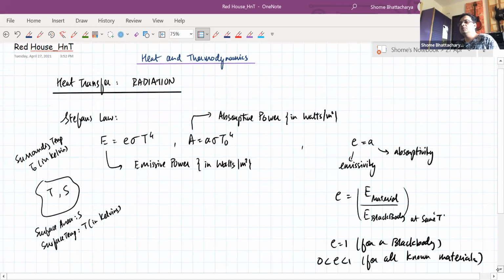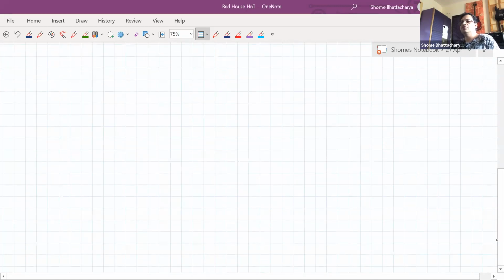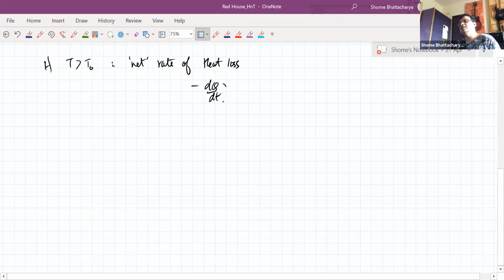Okay. So based on this, we had seen that if the temperature of a surface is greater than the temperature of the surrounding, then the net rate of heat loss, we can say minus dQ by dt net, is equal to e sigma into surface area into temperature of the surface to the power 4 minus temperature of the surrounding to the power 4.